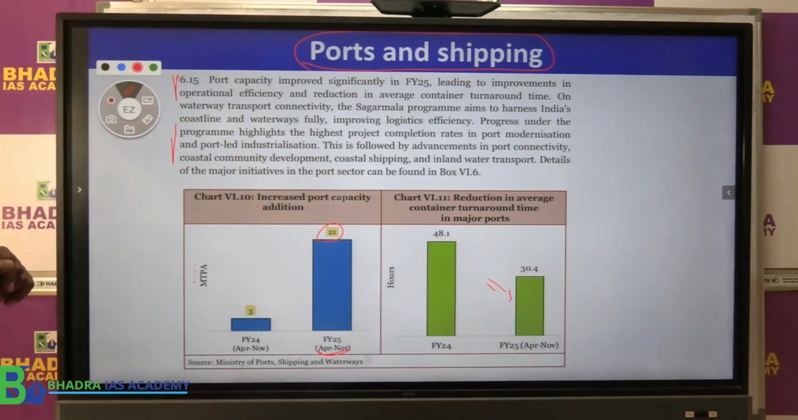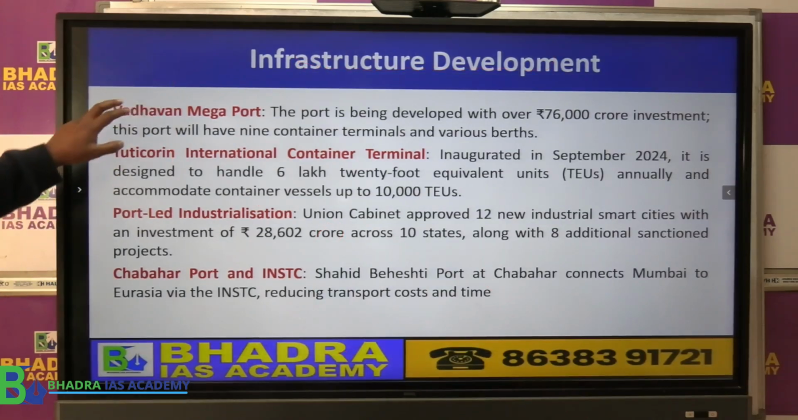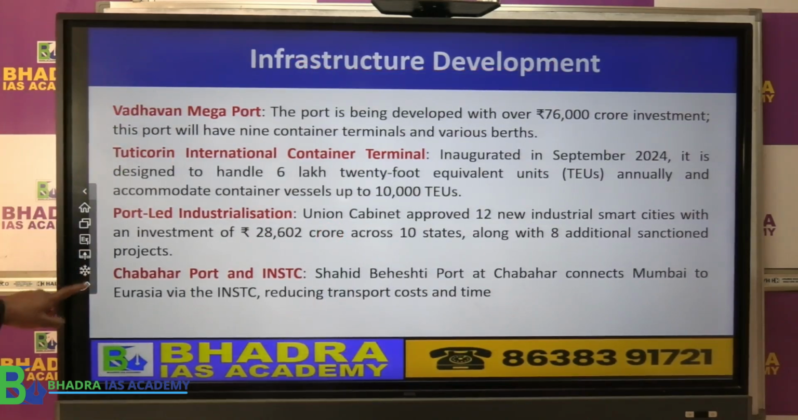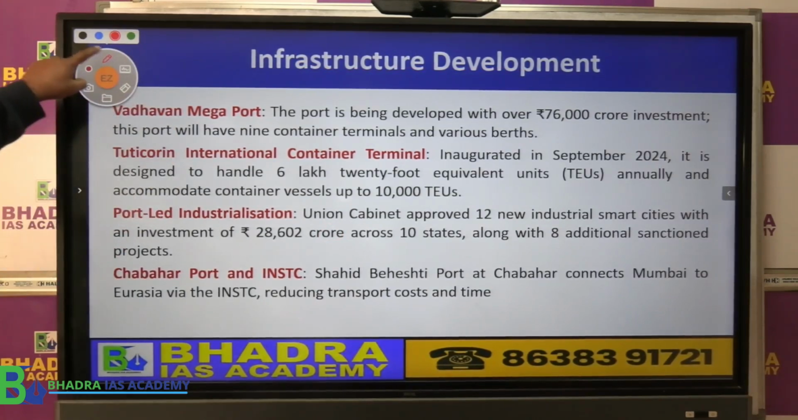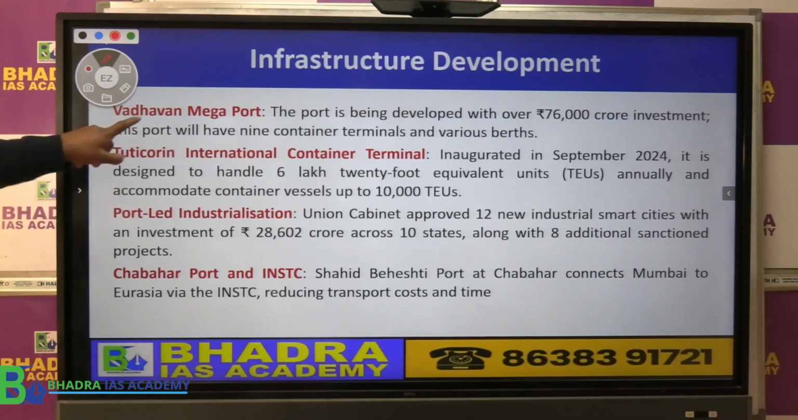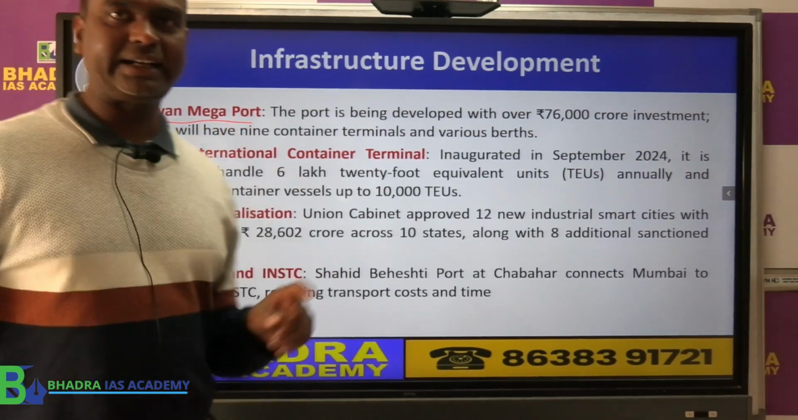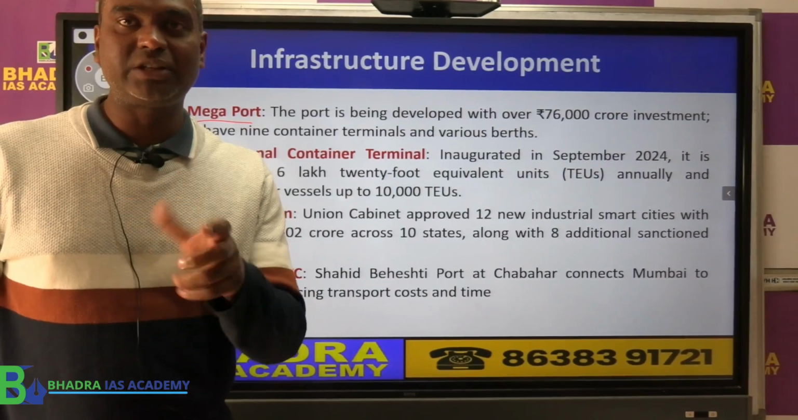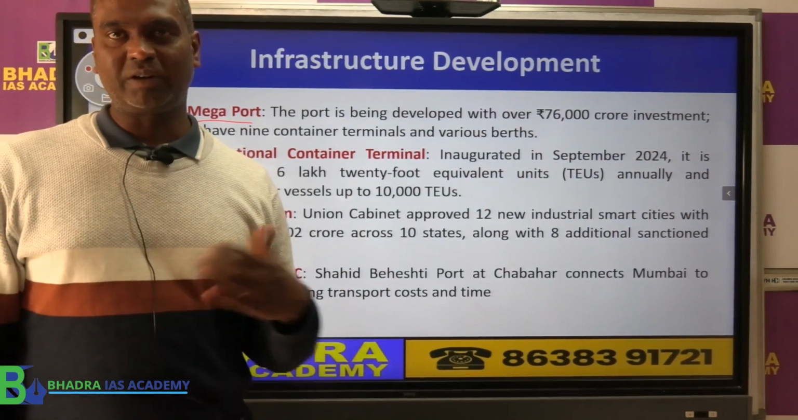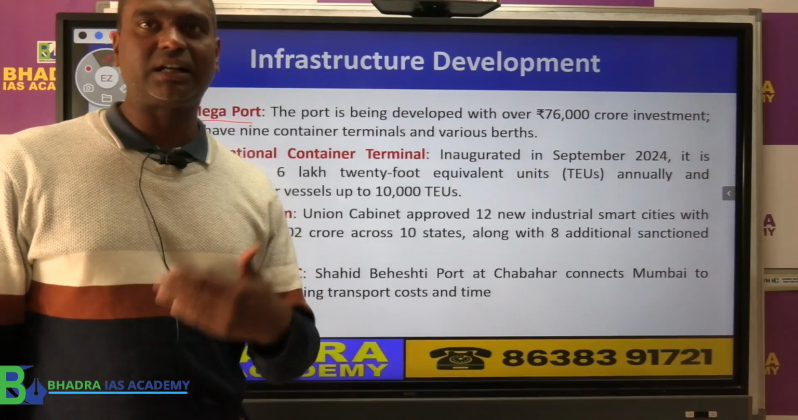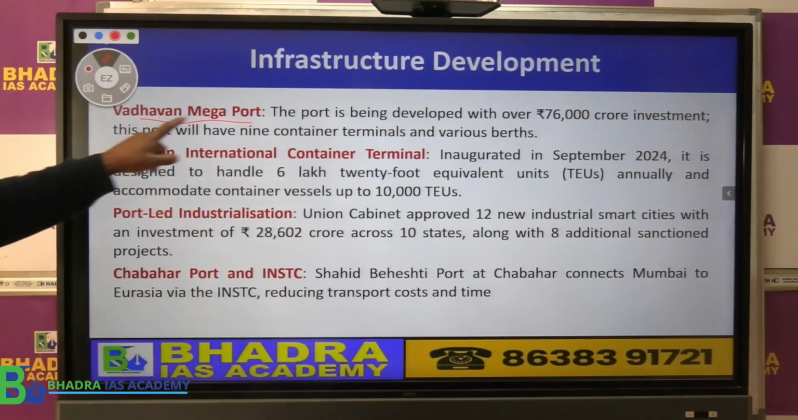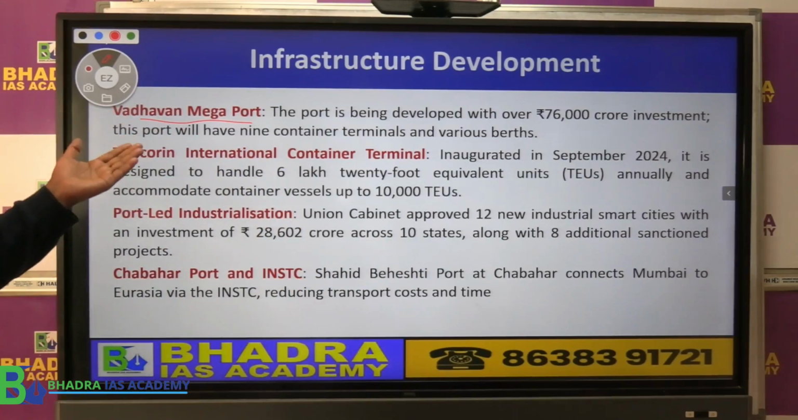But the government has highlighted some important schemes that have been announced. For example, we have the Vadhavan mega port being developed in Maharashtra, Palghar district. As I have told many times in class, this is the 13th major port of India. So far we have 12, and the 13th one is under construction. So Vadhavan mega port is a major new port announced.